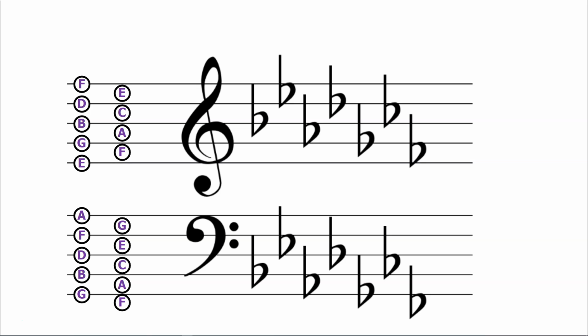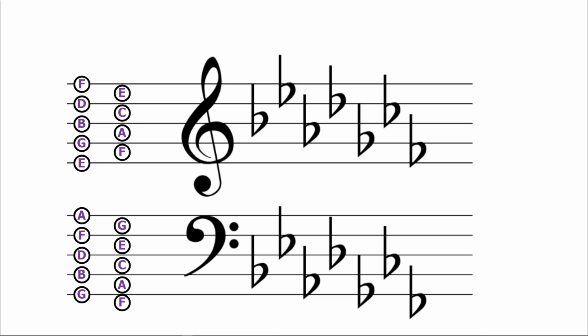Let's take a look at the key signature here and get started with our first question. Now, you can follow along in the treble clef staff or in the bass clef staff, whichever is easier for you to learn with, since the process is the same for any music clef. Okay, in this key signature, we can see 1, 2, 3, 4, 5, 6, 7 different flats.